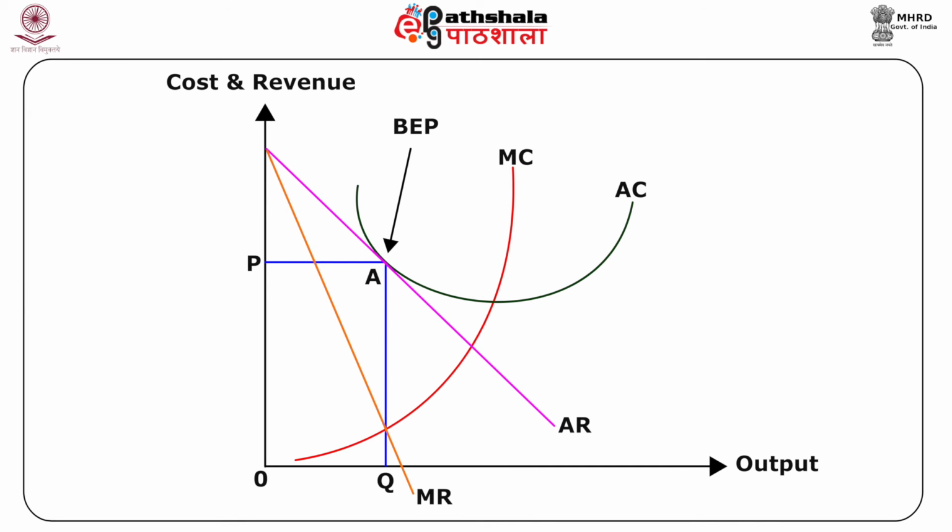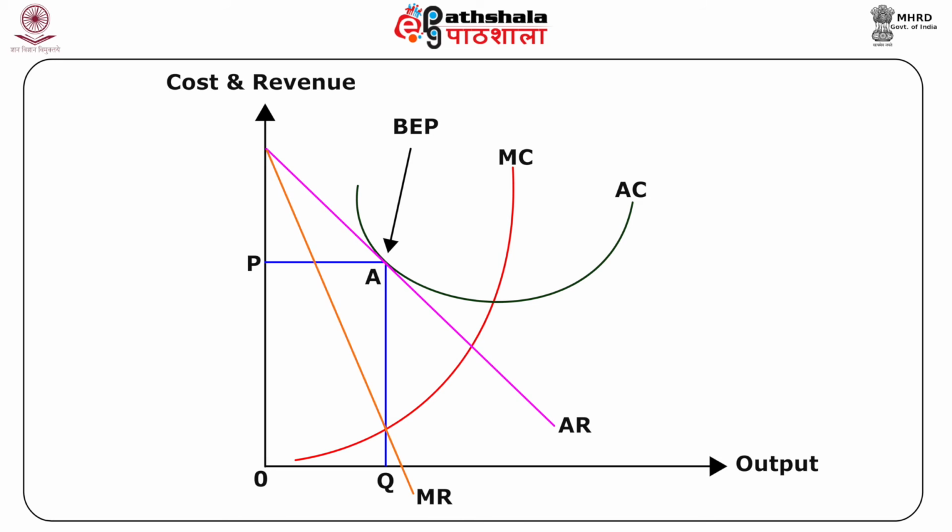The only difference between the figures for monopoly and monopolistic competition is that the AR and MR curves in monopoly are steeper than in monopolistic competition. The reason for this will be discussed in detail in the later modules on market structures.